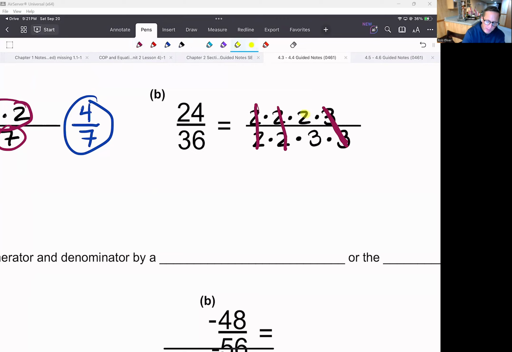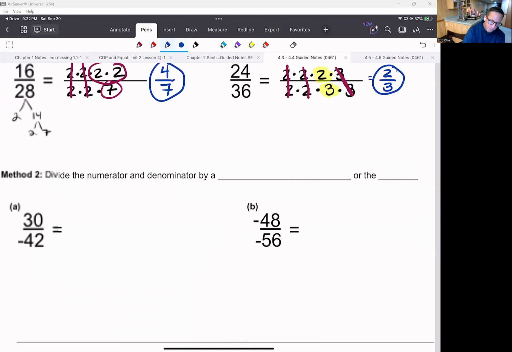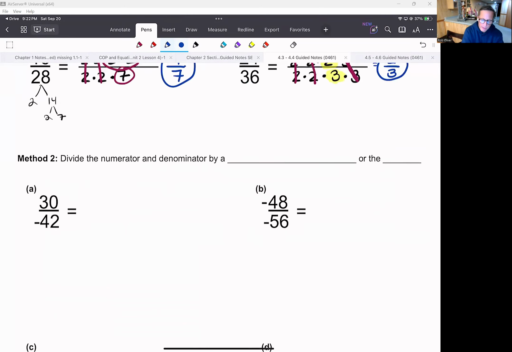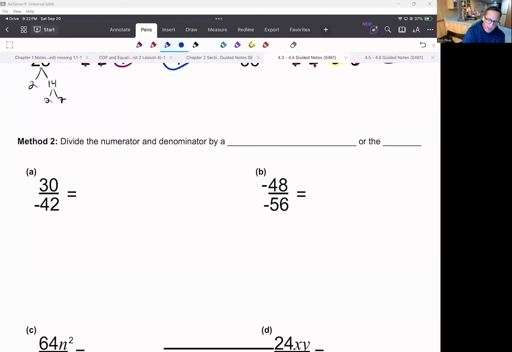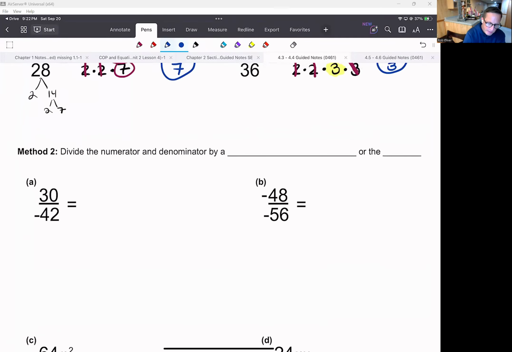All that's left is a 2 and a 3, and that's your prime factorization right there. Okay, or not your prime factorization, but your simplified fraction. 2/3. Okay. The other method is to divide the numerator and denominator by a common factor.